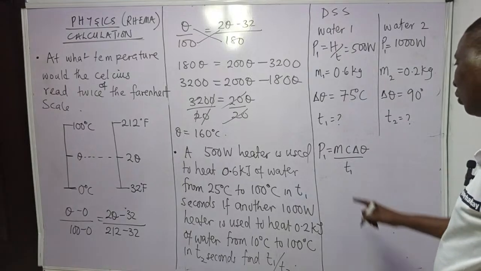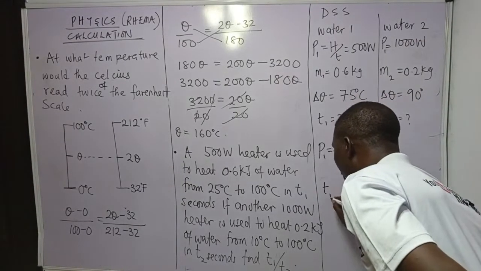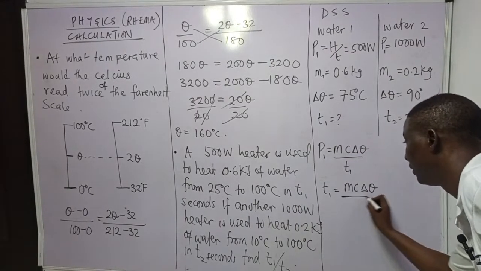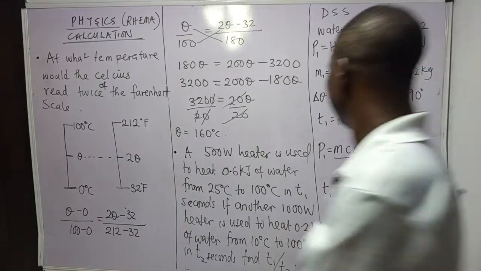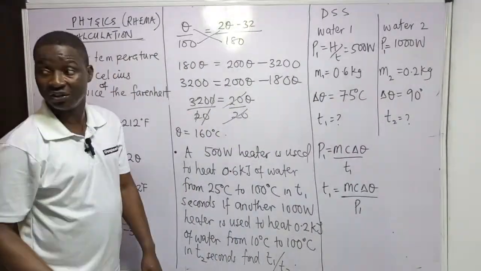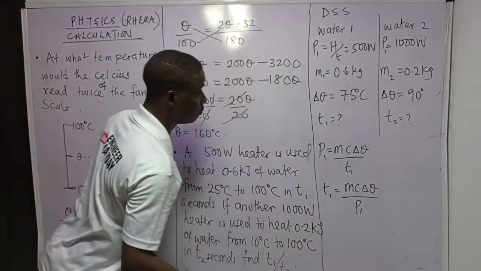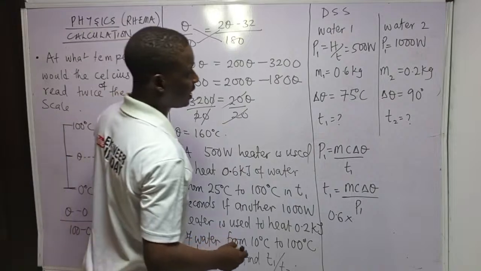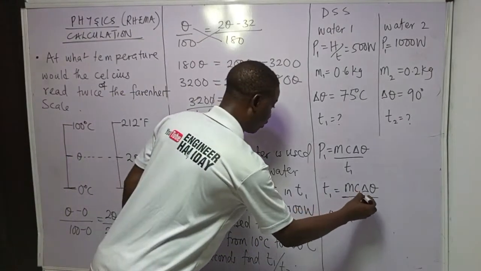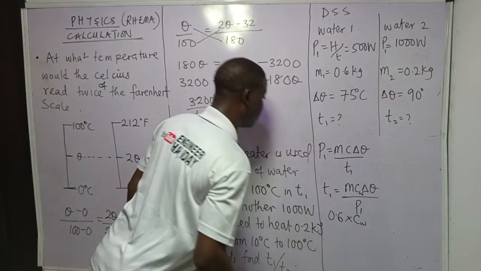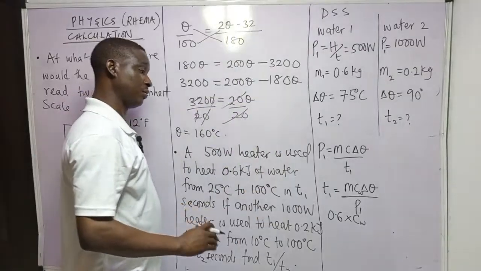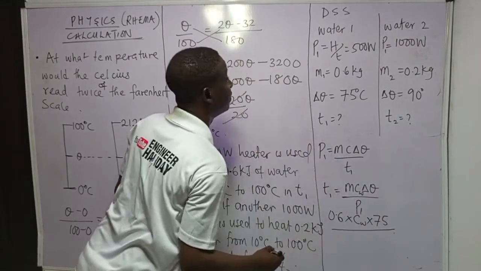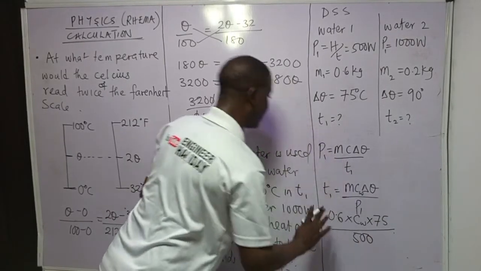Now let us solve for T1. So T1 becomes what, class? MC change in temperature divided by P1. So let's put the values there. Mass is 0.6 times the specific capacity of water, which is constant, CW, because they are giving us water now, then times 75 over 500. Now that is T1.